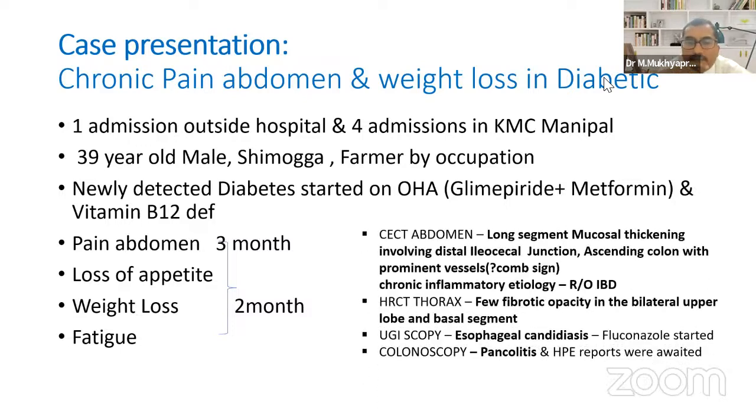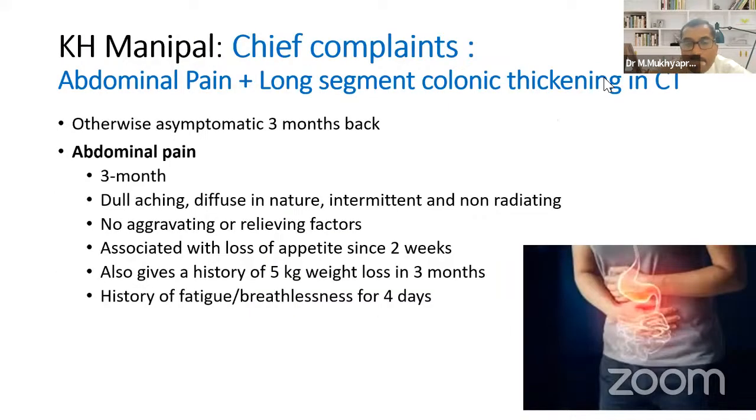For these complaints, he went to an outside hospital. They did routine investigations and went ahead with upper GI scopy, which showed esophageal candidiasis, and CECT abdomen was done. There was a long segment of mucosal thickening involving the distal ileum, ileocecal junction, ascending colon, and prominent vessels. It was reported as a comb sign positive, suggestive of inflammatory bowel disease. HRCT thorax was done; there were some fibrotic opacities in bilateral upper lobes. Colonoscopy was also done; pancolitis was there, and biopsy was done, but they could not come to any conclusion. They referred him to us, to Manipal, saying there is a possibility of inflammatory bowel disease.